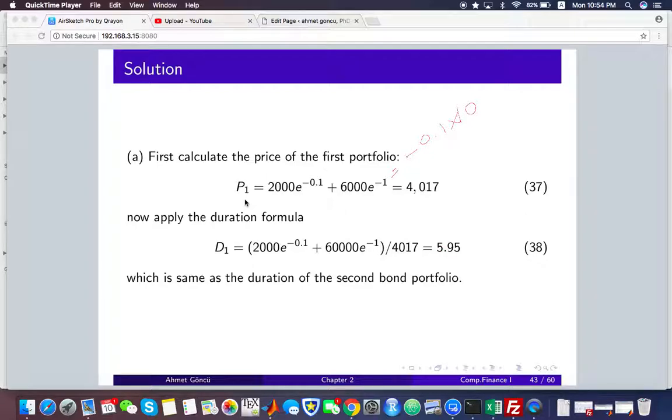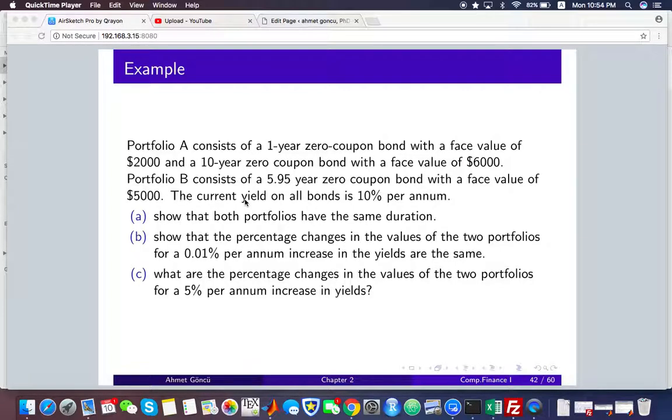Notice that this perfectly matches the duration of the second bond portfolio, because in the second bond portfolio you only have a zero coupon bond. Therefore, the duration is equal to its maturity, which is 5.95. So this shows that both portfolios have the same duration. Now let's look at the second part.